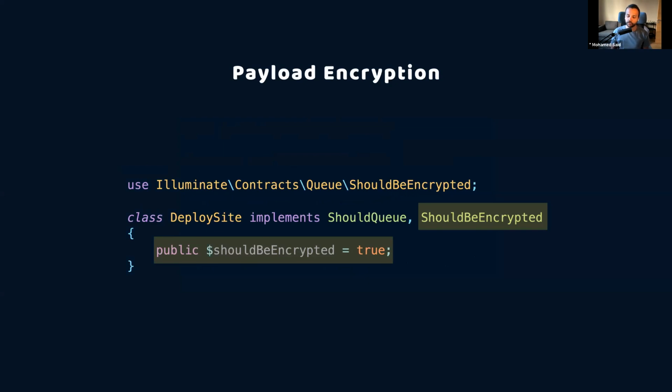There are several features that Laravel offers for jobs of different kinds. We're going to look at some of those features, and I will try to explain to you how this works behind the scenes, starting with payload encryption. First, we have this deploy site example job, and to say that we want the payload of this job to be encrypted, we can either implement the should be encrypted contract on the job, or declare a public property called should be encrypted and set it to true.